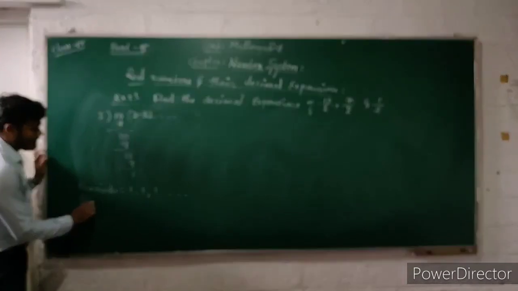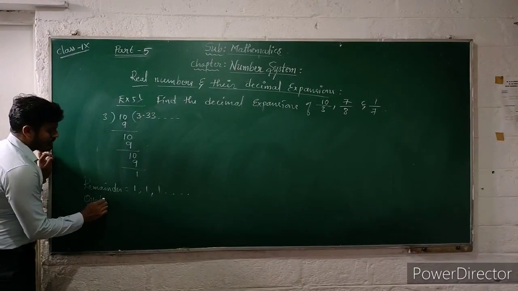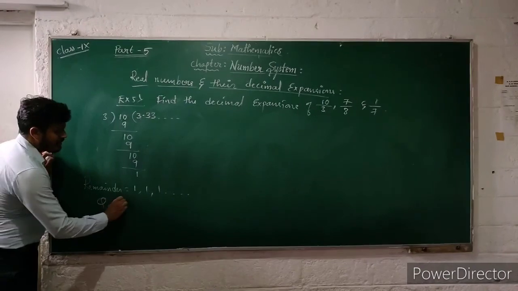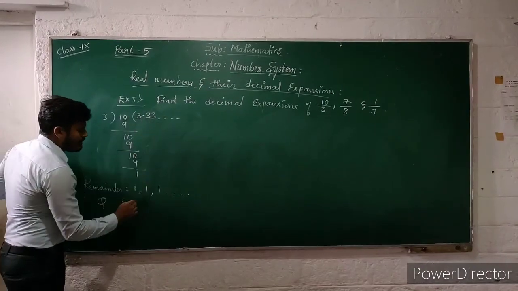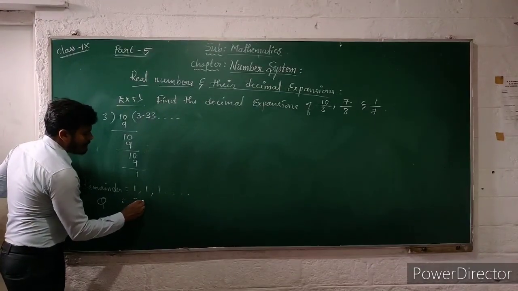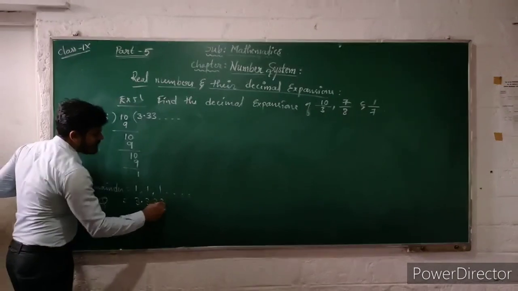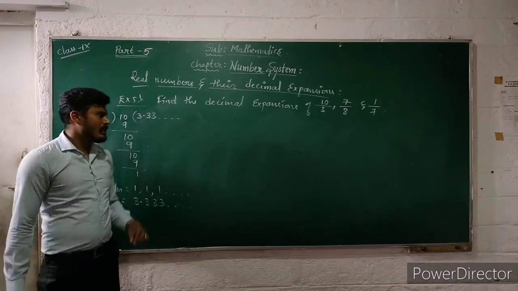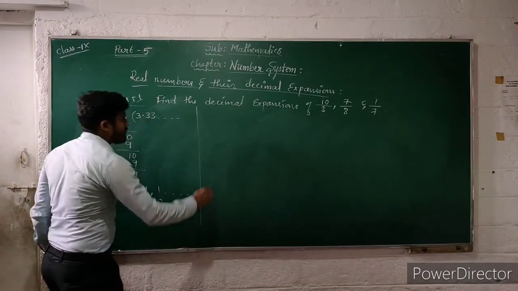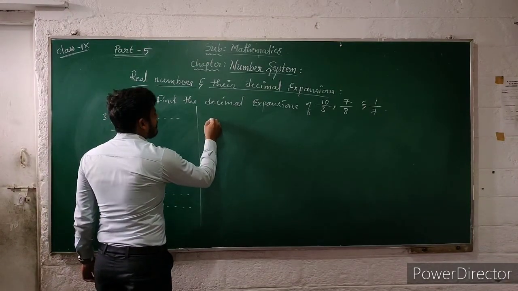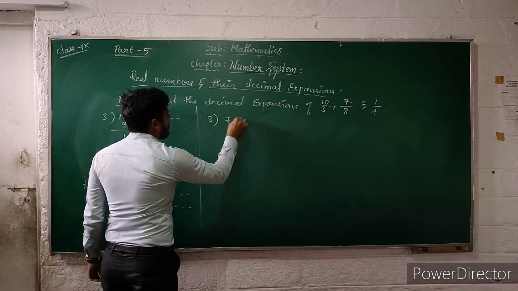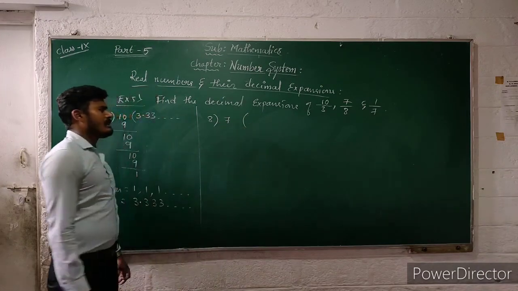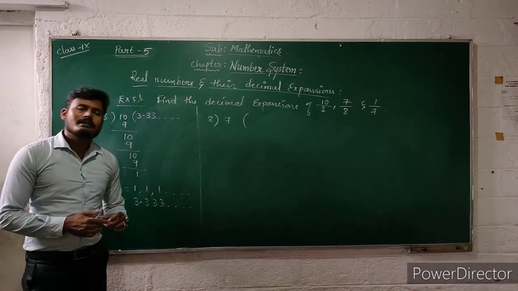Then the quotient is 3.333 and so on. This is the quotient. So then moving on, the second one: divide 7 by 8. So we know that 7 is lesser than 8.